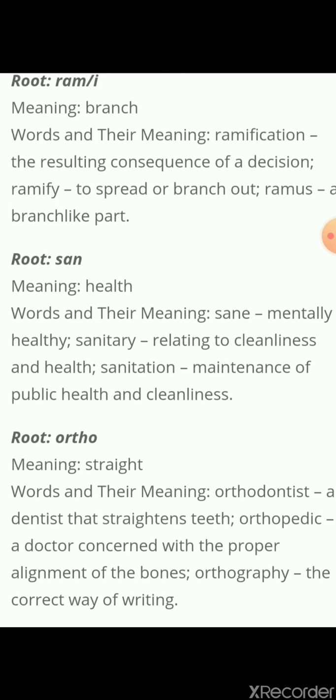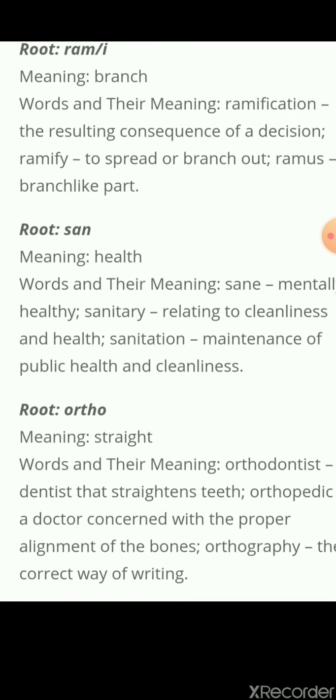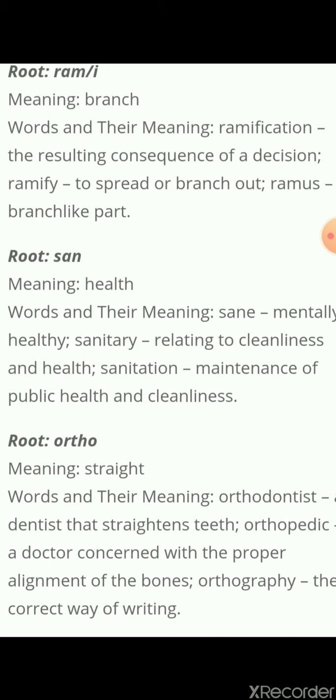Ortho. Ortho is equal to straight. Now words and their meaning: orthodontist, a dentist that straightens teeth; orthopedic, a doctor concerned with the proper alignment of the bones. Whatever the proper shape of the bone is, the doctor keeps things in the same shape. That person is known as orthopedic because the root ortho has been used, and ortho means straight. Orthography, the correct way of writing. Straight, correct, proper way of writing.